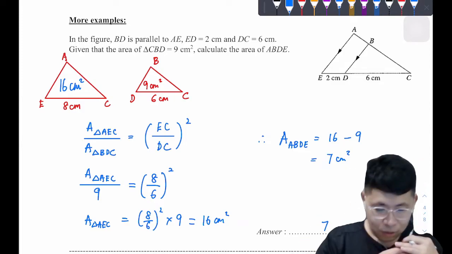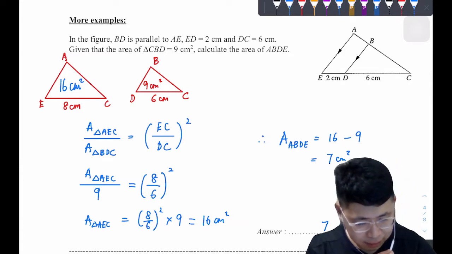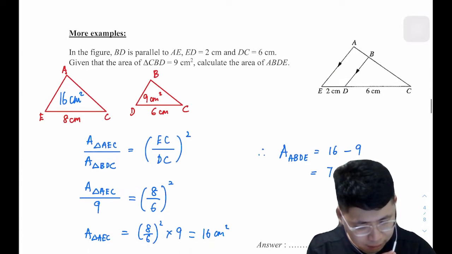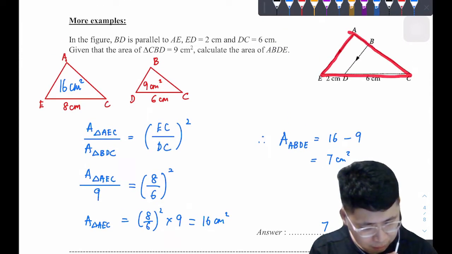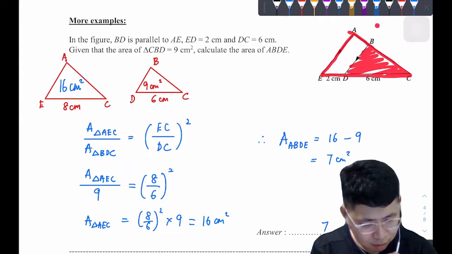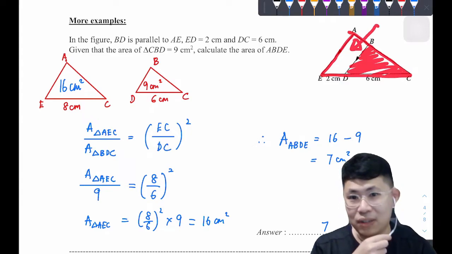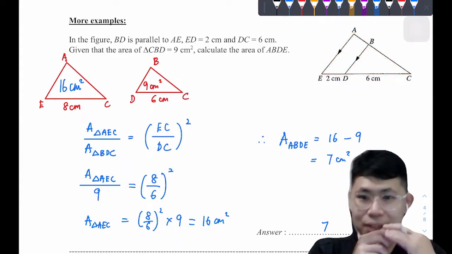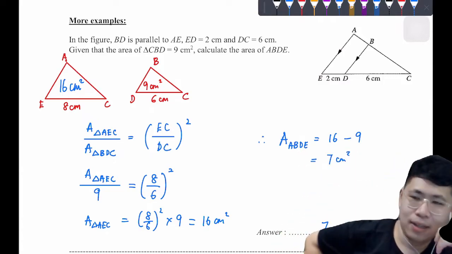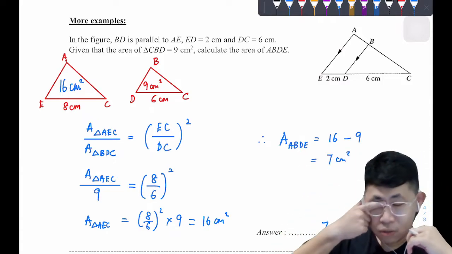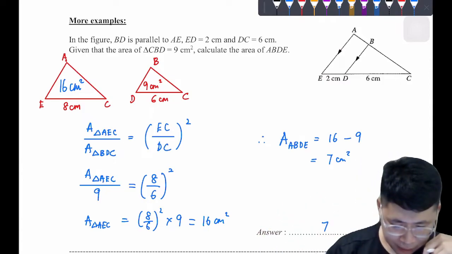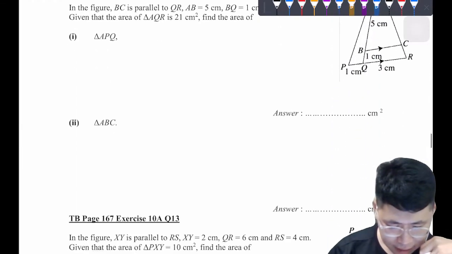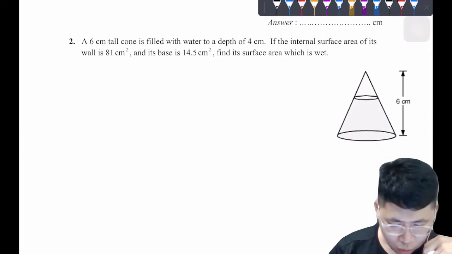Okay, so that means we are taking the big triangle minus the area of the small triangle to find the area that we want over here. Agree? Right, 16 minus 9. So a lot of the time you're going to do things like that. And one example where you can see that happening is this cone over here.